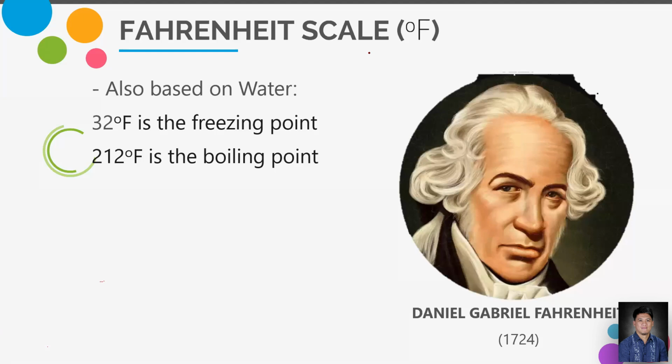And one thing that is different from Fahrenheit to Celsius is that the Fahrenheit scale is commonly used in America. So earlier, the Celsius scale is commonly used in Europe and in Asia, while the Fahrenheit scale is commonly used in America. Okay, so that is the second scale of temperature, which is the Fahrenheit scale.